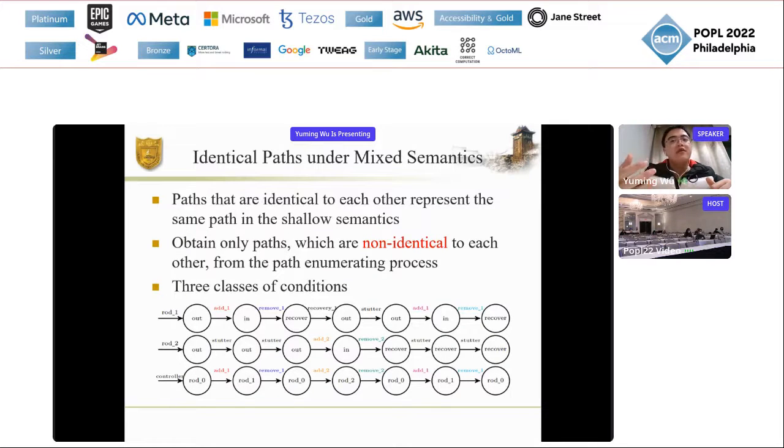Paths that are identical to each other under the mixed semantics represent the same path in the shallow semantics. As we check the feasibility of paths through the shallow semantics, we hope to obtain only paths which are non-identical to each other. We summarize three classes of conditions in which identical paths are generated. Next, I will introduce these three cases by three paths. These three paths are identical to the one below.